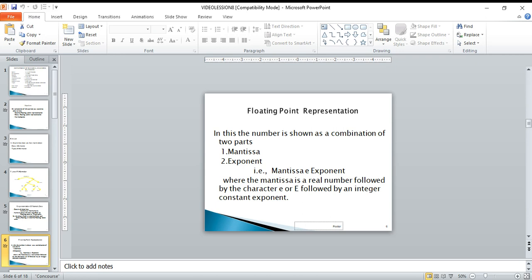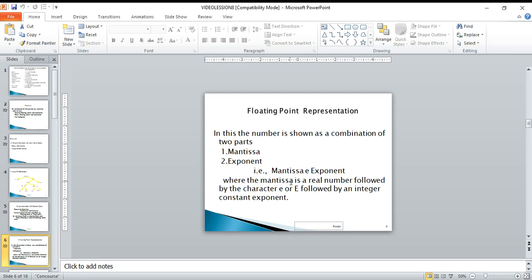So what is the floating point representation? If any number is represented in the floating point representation, that number has two parts: one is the mantissa and one is the exponent. We can represent that number in floating point representation like this. This is the syntax to represent numbers in the floating point representation: mantissa, and e is the exponent.